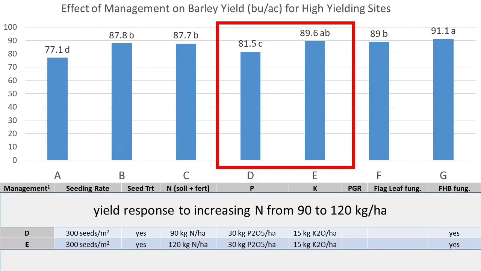A comparison between D and E shows a significant yield increase in response to increasing nitrogen from 90 to 120 kilograms per hectare of soil plus fertilizer N. Again, these rates are including the residual soil nitrogen. If you want to know what these rates are in pounds per acre, just multiply those numbers by 0.9.